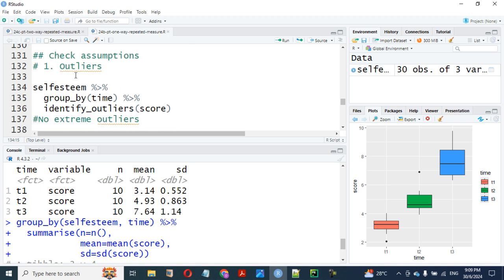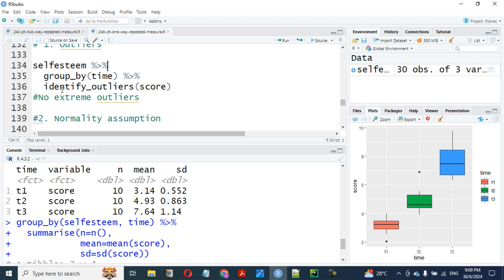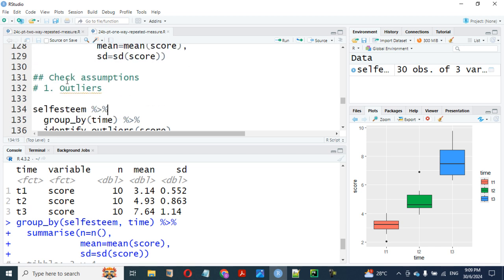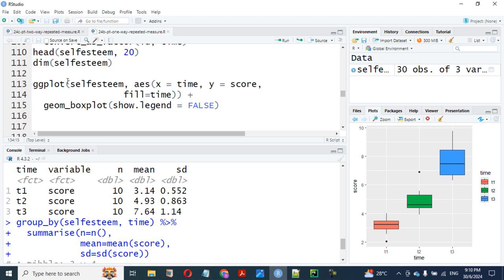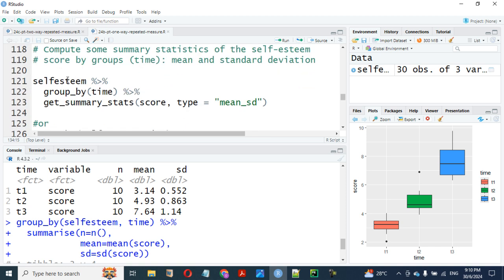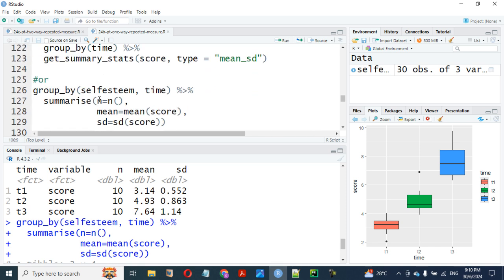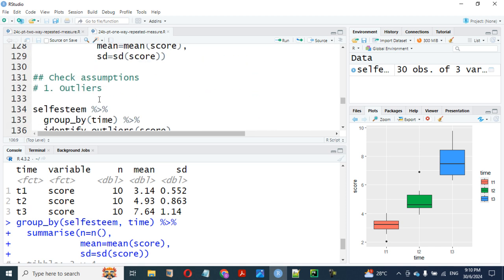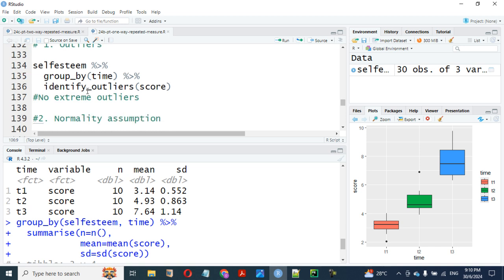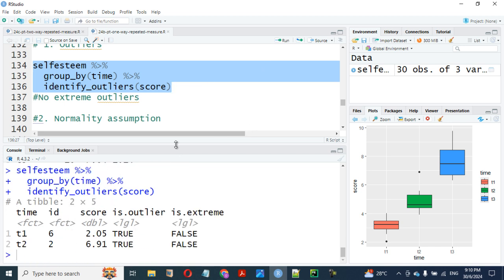Let's see the first assumption, rather. We want to see outliers, so we can run the outlier function from this library, rstatix. We'll just say identify outliers by score. So just run this. It's very easy for us to do that, so you don't need to waste time. You can also observe your plots, maybe a box plot.